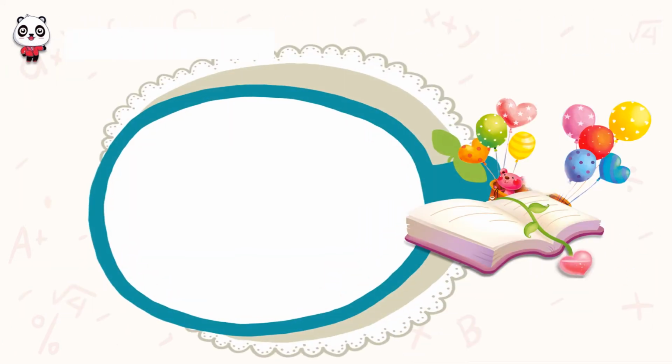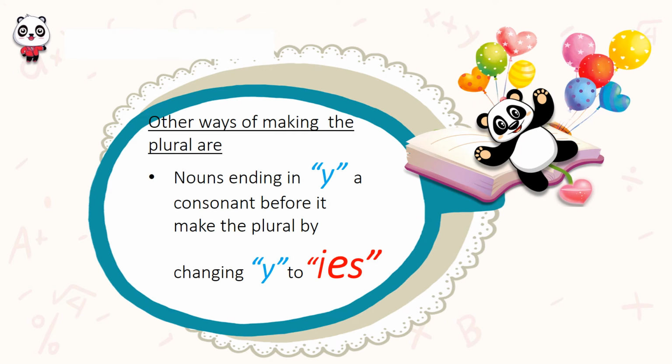Let's move to the next rule. Nouns that end in y with a consonant before it make the plural by changing y to ies. Let's see.